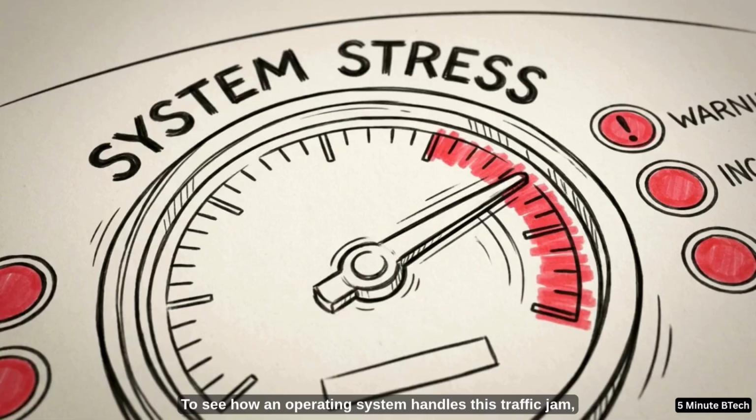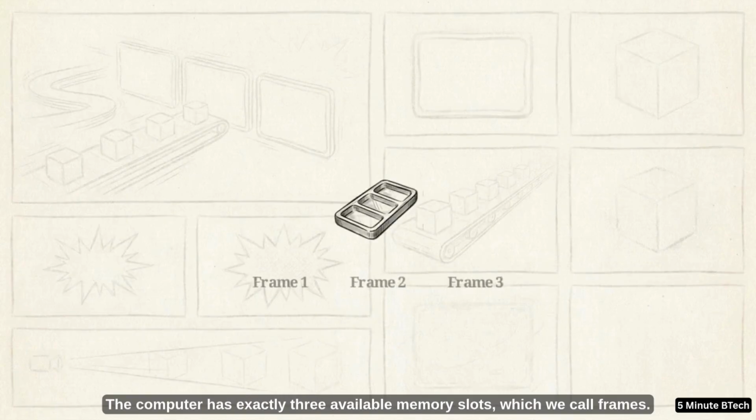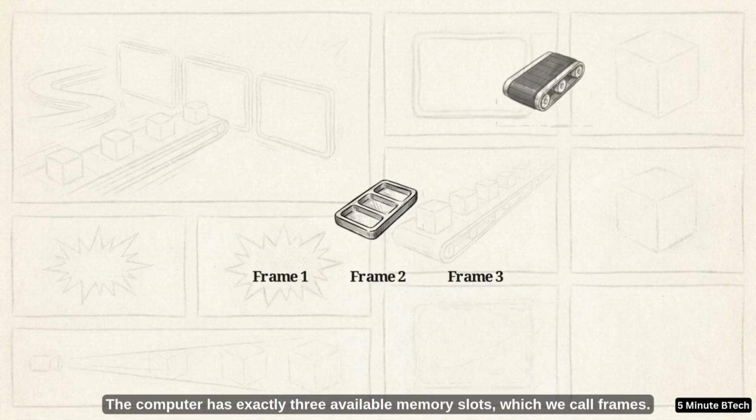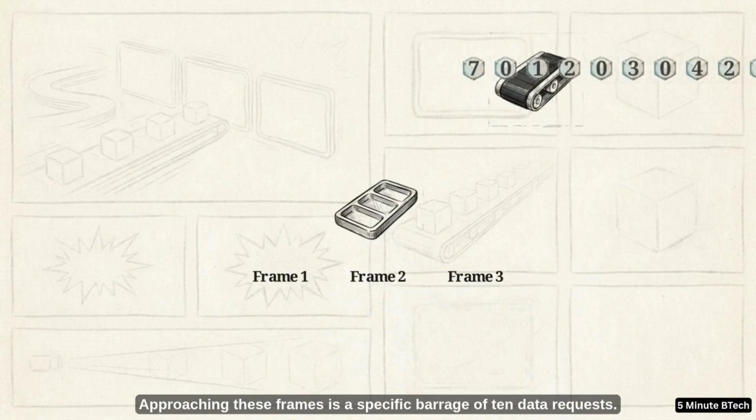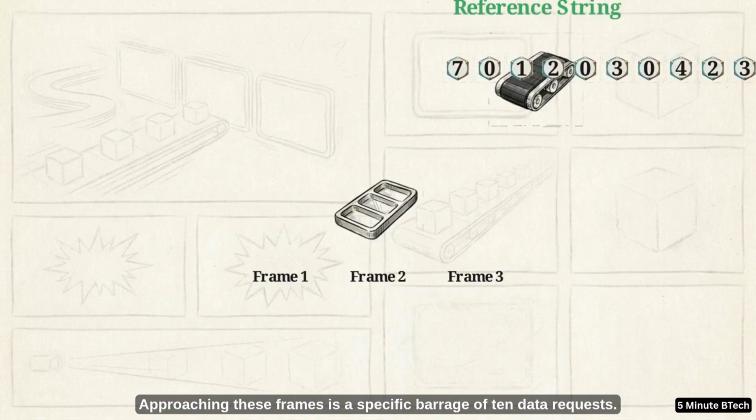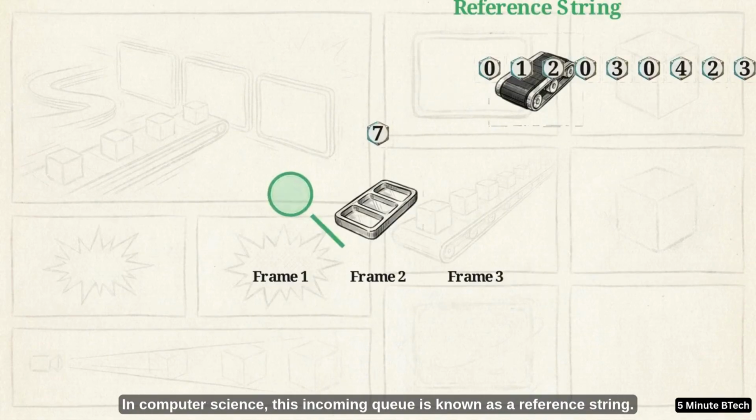To see how an operating system handles this traffic jam, we can run it through a stress test. This diagram lays out our parameters. The computer has exactly 3 available memory slots, which we call frames. Approaching these frames is a specific barrage of 10 data requests. In computer science, this incoming queue is known as a reference string.